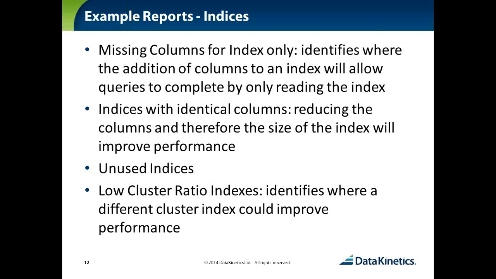Next one, looking at indices with identical columns. By reducing the columns, since there are identical columns within the index, you can reduce the size of the index, which will also improve performance because the amount of data that needs to be accessed is lessened. Looked at unused indices. Obviously, removing those can help with storage space. Low cluster ratio indexes, so identifying where a different cluster index can improve performance. So looking at those cases where, again, a different cluster index would change that ratio and as a result improve the performance.